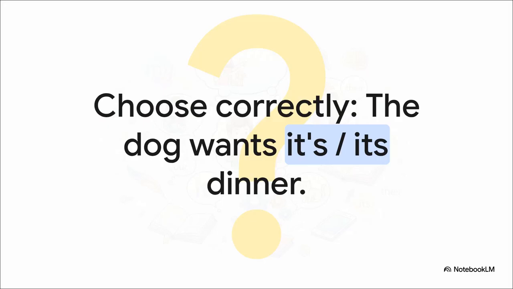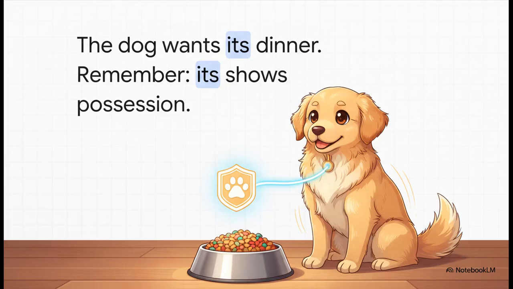Last one. Let's test one of those common mistakes we just talked about. Which one is it? The dog wants its dinner. Remember the rule about the apostrophe? And the correct answer is its with no apostrophe. We need the possessive word here to show that the dinner belongs to the dog. If you said it's, you'd be saying it is dinner.